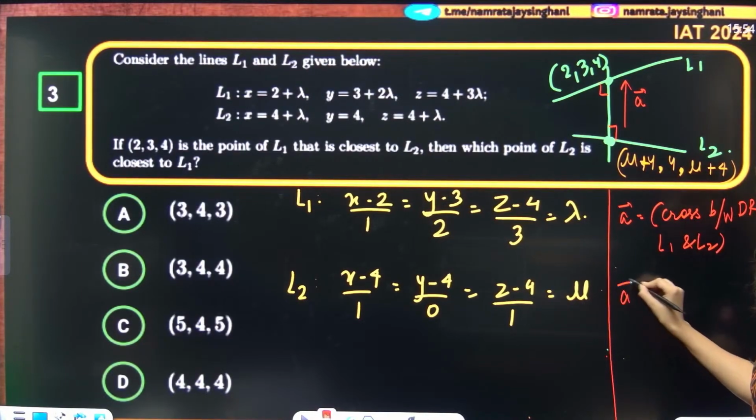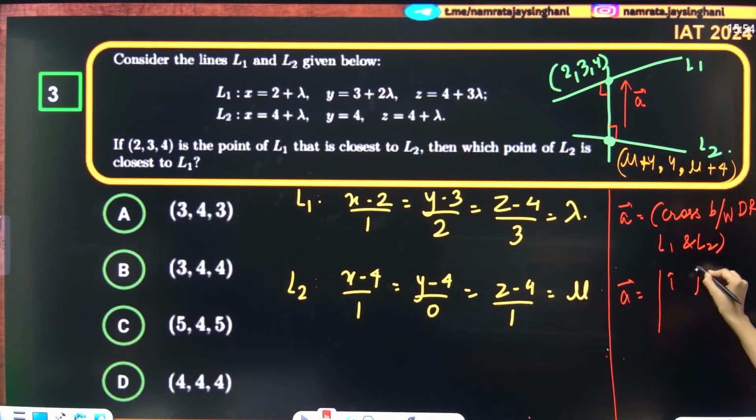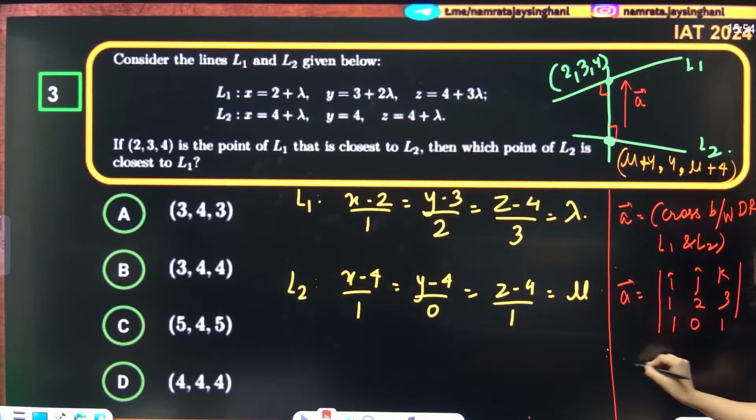So vector A is going to become i, j, k. Now you have 1, 2, 3 and 1, 0, 1. Let's start. Okay. So this is 2 minus 0. Then it is 1 minus 3. 1 minus 3 is minus 2, but it is going to be plus 2. Then it is going to have minus 2. Or you can write it as (2, 2, minus 2), or (1, 1, minus 1) is the vector.